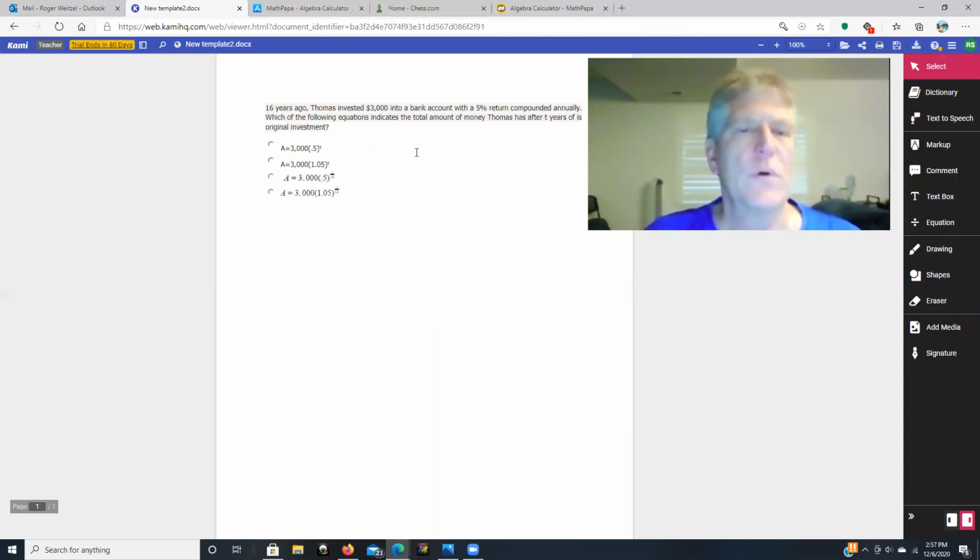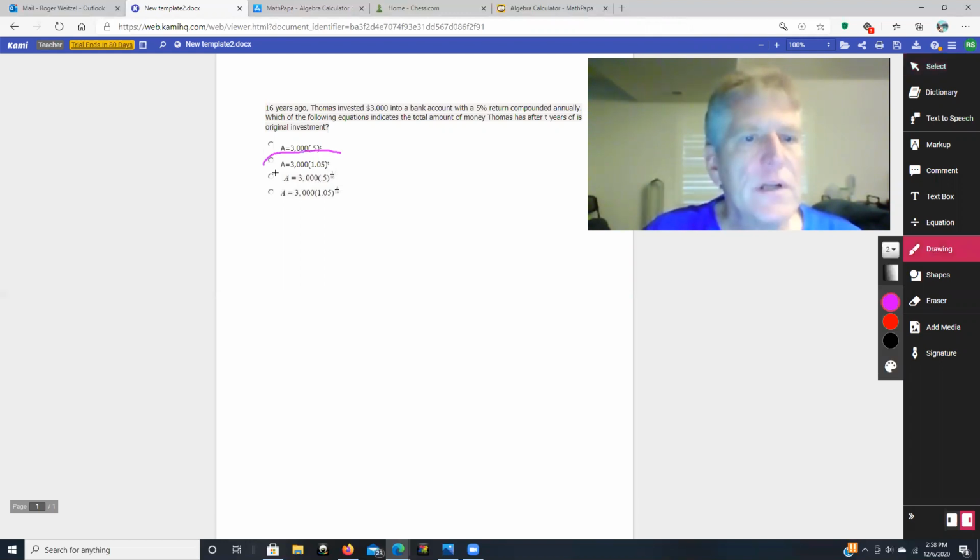Just so we can have some workspace here. So we identified that this was the formula that we were going to use. Now, this is where I would like for you guys to just think about how investing works.